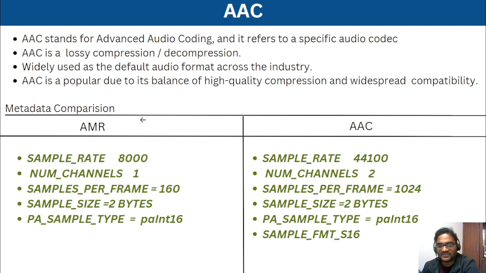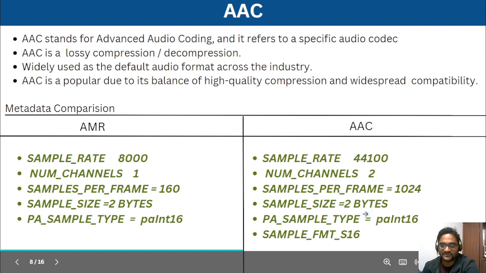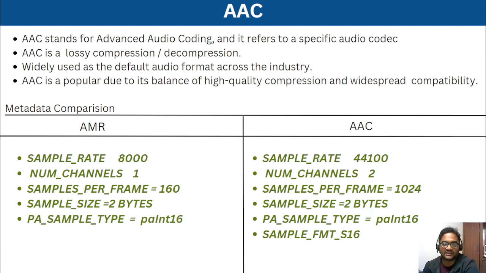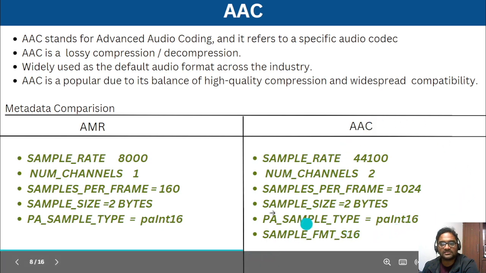Now, specifications are very important for any encoder. If you're not using those particular specifications, there will be a possible loss of data, as you've seen in the AMR. So I'm just drawing a comparison here. What are the specifications for AMR and what are the specifications for AAC?